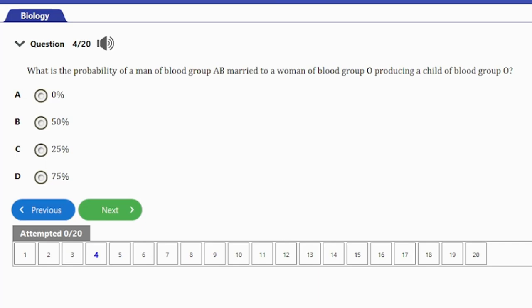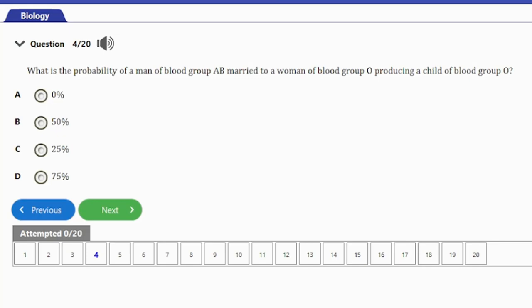So let's consider the next question. Question number 4 here, it says, what is the probability of a man of blood group AB married to a woman of blood group O, producing a child of blood group O? We have A 0%, B 50%, C 25%, and D 75%. So guys, the answer to this question is option A.